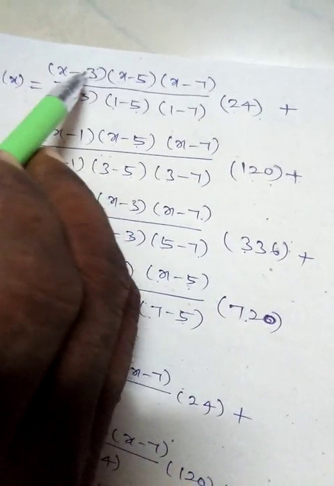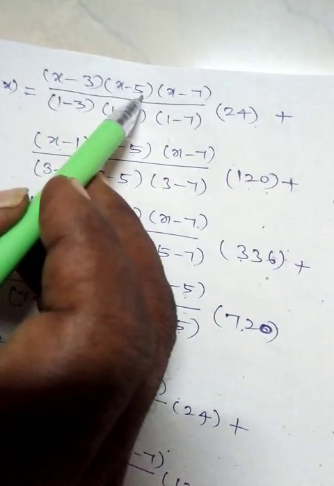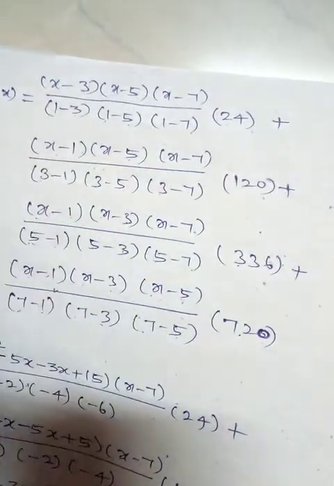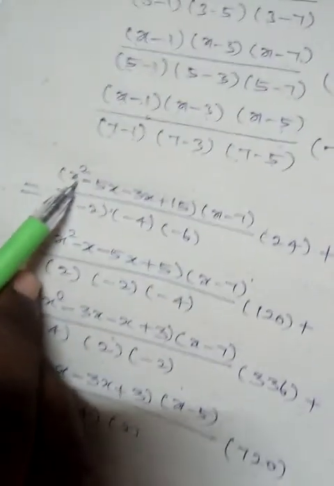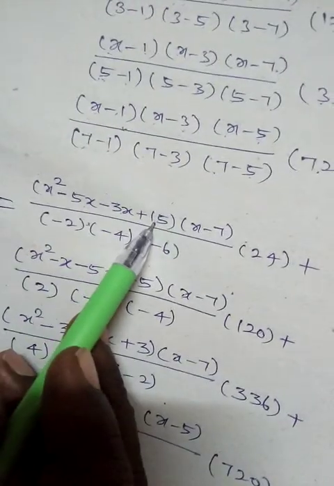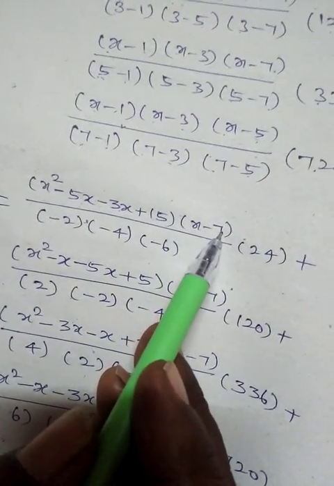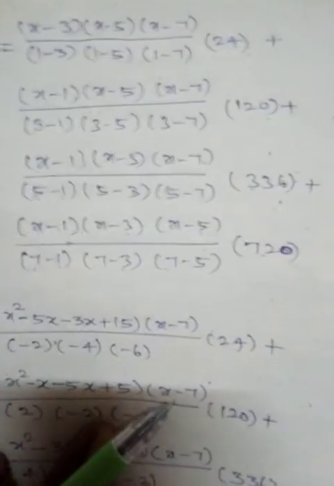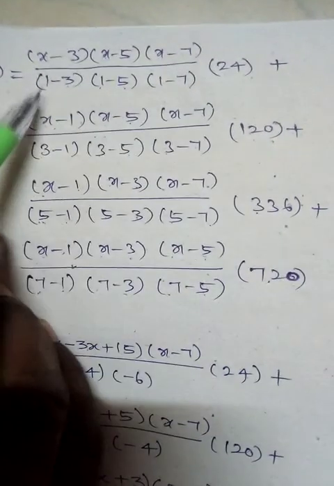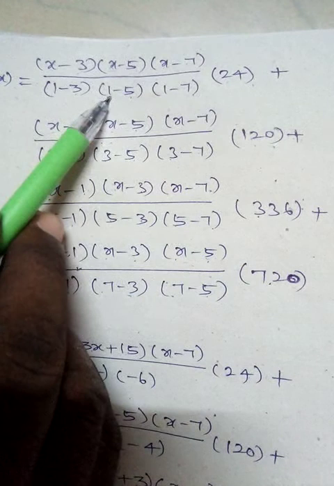Just multiply. A minus b into c minus d, so just using the algebraic formula. So I can simplify. This is x squared minus 5x minus x plus 15. Keep x minus 7 as it is and 24 as it is. See the denominators, the denominator we can simplify easily. So 1 minus 3 minus 2, 1 minus 5 minus 4, 1 minus 7 minus 6, like this.